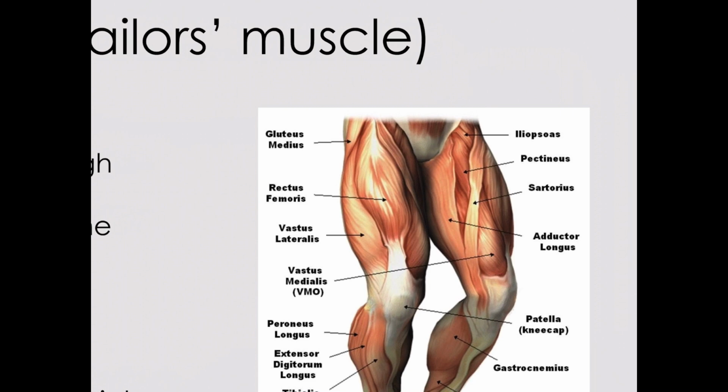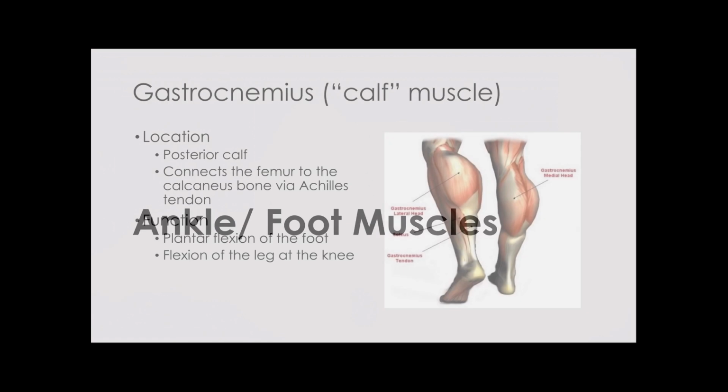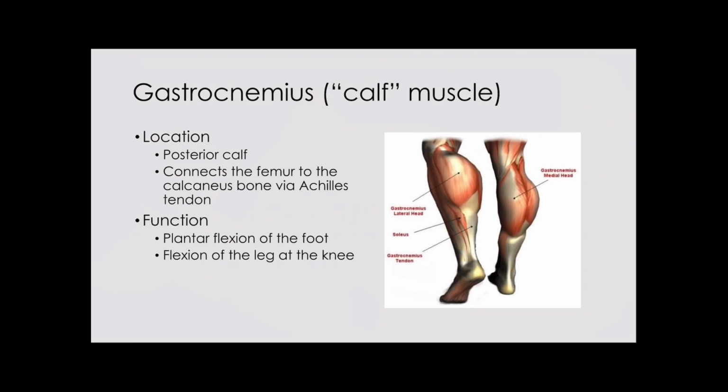You can see the sartorius right here. It's running obliquely, so it's kind of like running slanted. And so it's going to connect all the way from your pelvic bone, the ilium and your pelvis, all the way down to the tibia that you can see where it ends in this diagram.